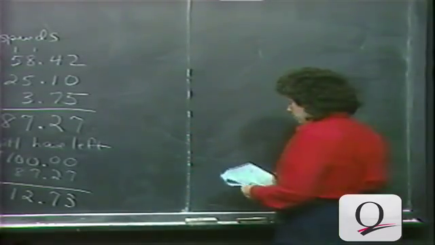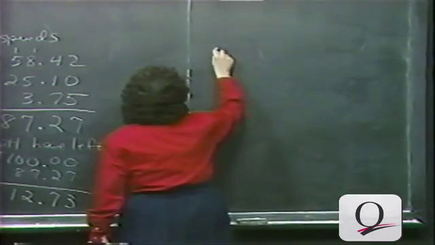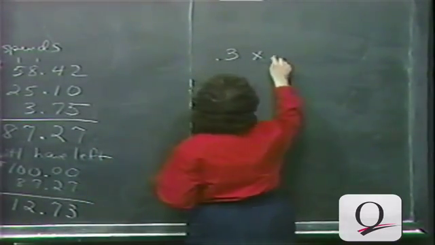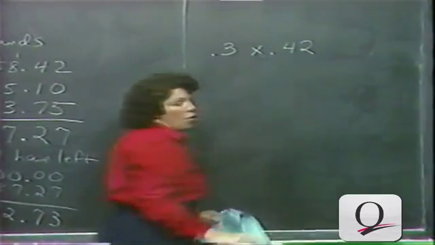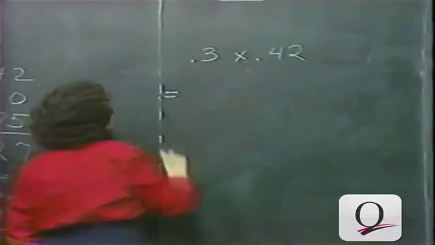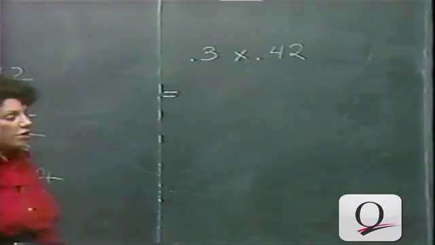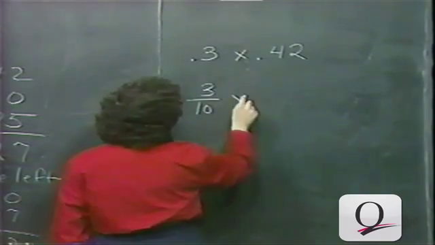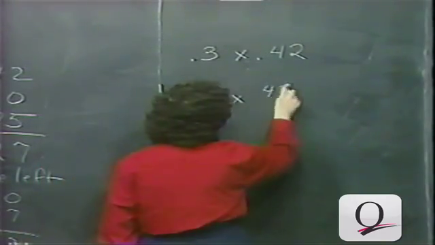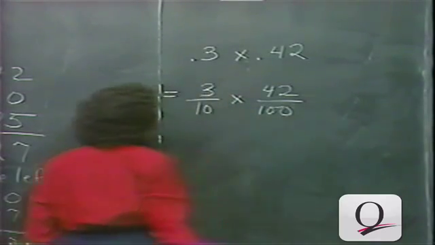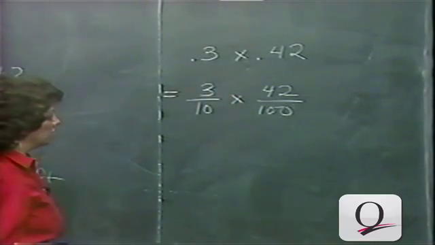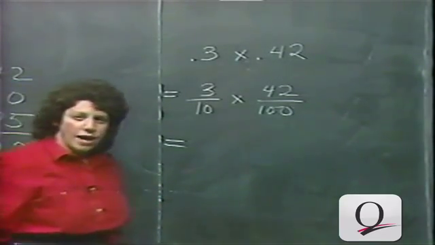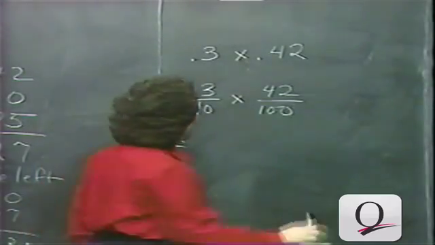Let's start with multiplication. Let's say we want to multiply two decimals, 0.3 times 0.42. Once again, the way to figure out how to work with decimals is to realize that they're really fractions. This is really 3/10 times 42 hundredths. Now, while you have to have the same denominator to add or subtract fractions, you do not have to have the same denominator to multiply them.